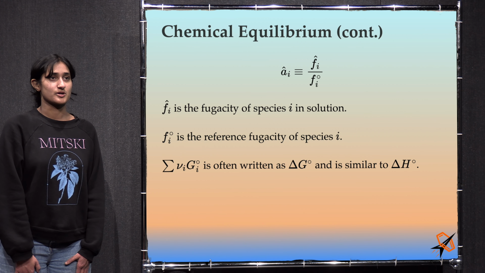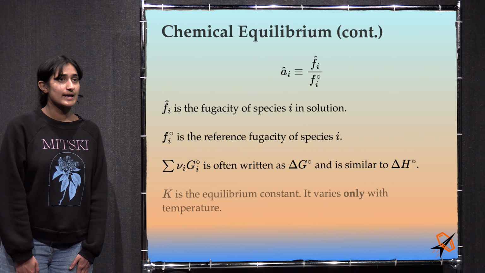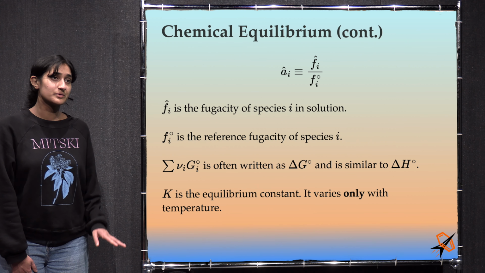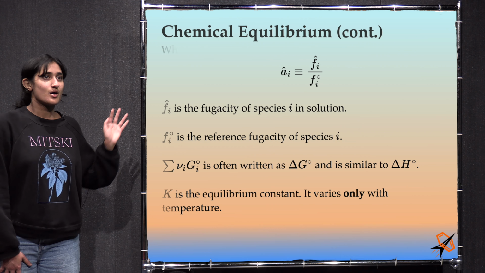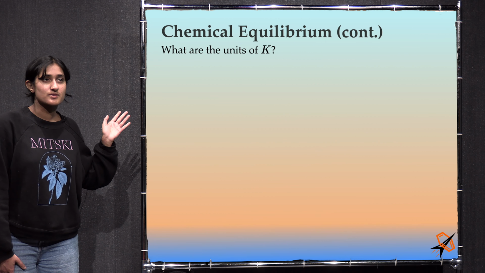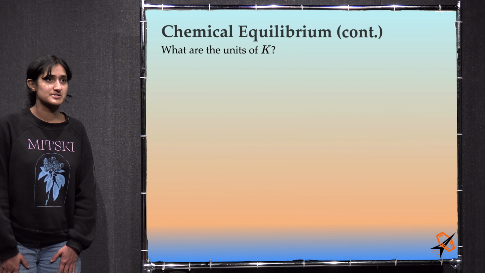The sum of the stoichiometric coefficients times the reference Gibbs energy is often written as delta G naught and is similar to delta H naught. K is the equilibrium constant. It varies only with temperature, but pressure has to sneak in here somehow. We'll see how as we continue. What are the units of K? Since the activities are dimensionless, being the ratio of quantities with units of pressure, K has to be dimensionless.